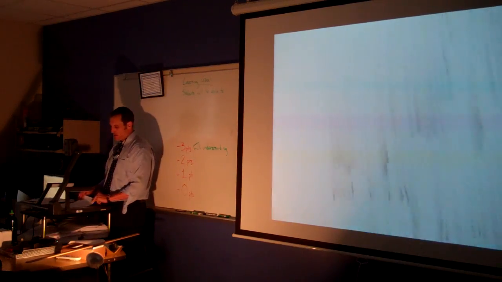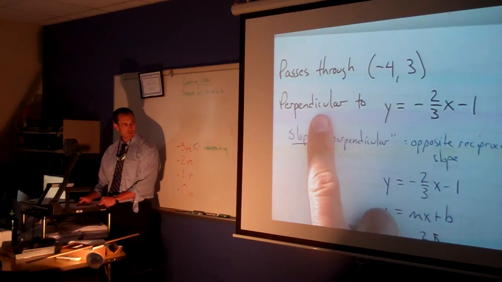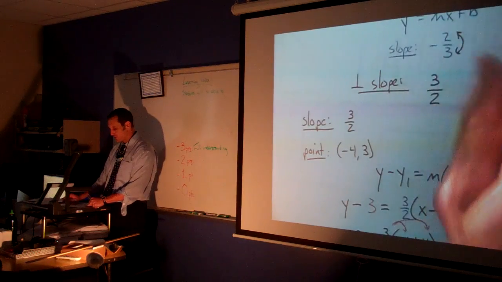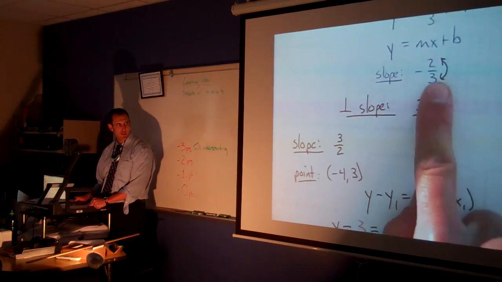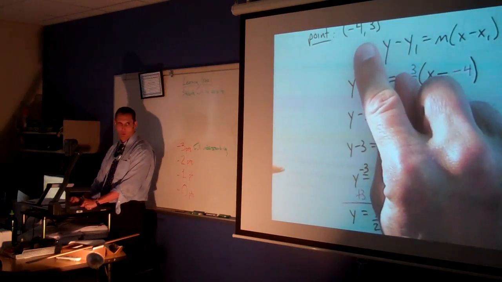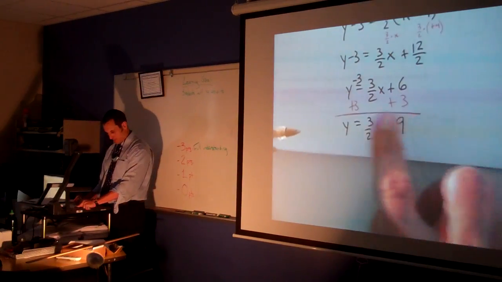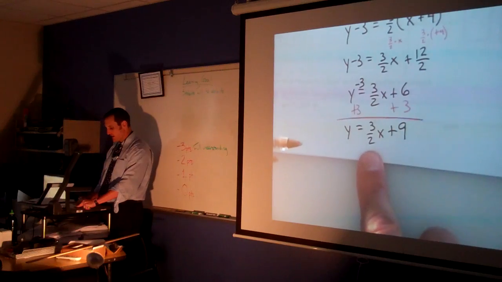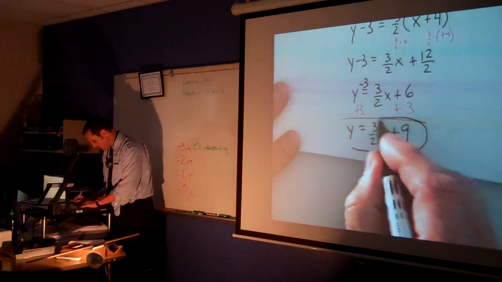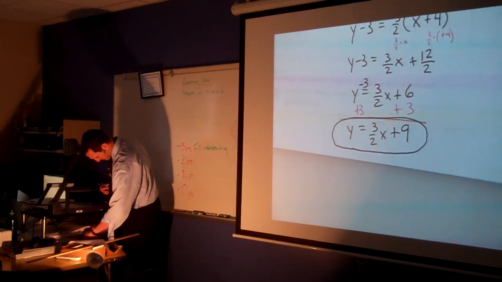Love it. We start with passing through a point perpendicular to another equation. We have to think about this perpendicular to establish our slope. We have the slope of the given equation. We have our perpendicular slope, which is the slope we're going to use. We have our point. And then we use point slope, clean it up. Don't forget the minus 3. And then solve for y. Here is our equation. All of those steps that have to be taken to write our equation.